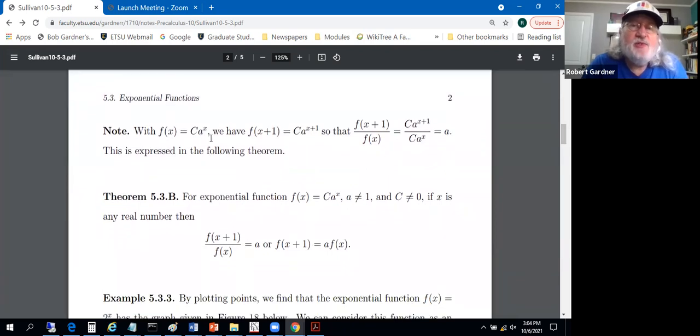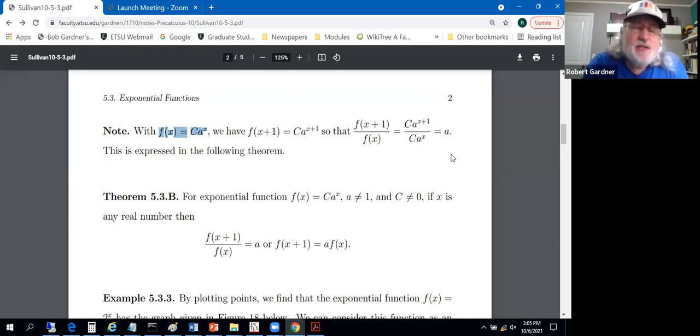With f of x equals c a to the x, f of x plus 1 would be c a to the x plus 1. Composition of functions. Then if we were to look at f of x plus 1 divided by f of x, we'd have c a to the x plus 1. After all, that's the numerator. And that would be divided by f of x, c a to the x. But we've got our properties of exponents. a to the x plus 1 divided by a to the x, we would subtract exponents there and simply get a to the 1, or a itself. And of course, the c's cancel.